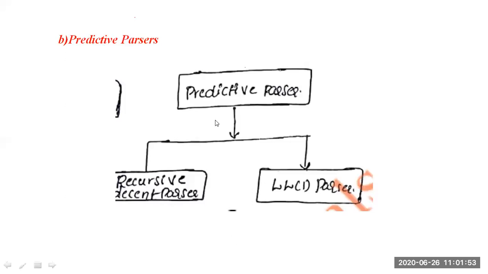When we come to the predictive parser, it is again of 2 types: recursive descent parser and LL1 parser. These are the 2 techniques available. The first one is very simple. The next one is somewhat simple, but not as simple as the first one. So first we will see the recursive descent parser, then we will go for the LL1 parser.